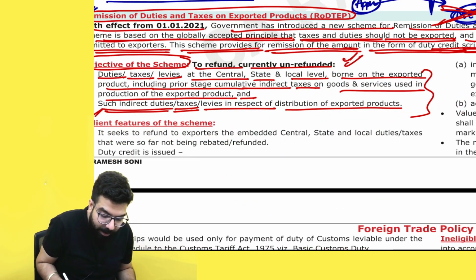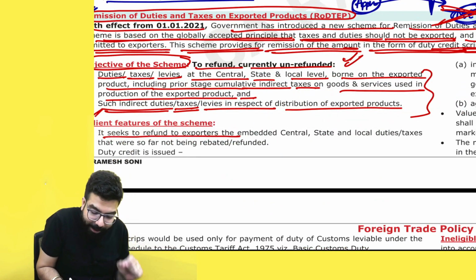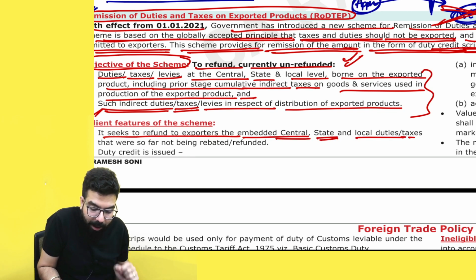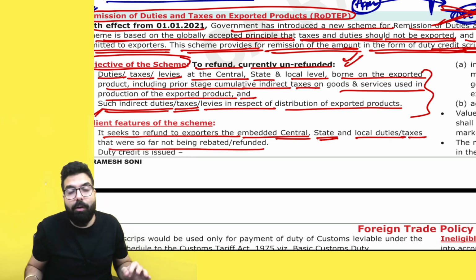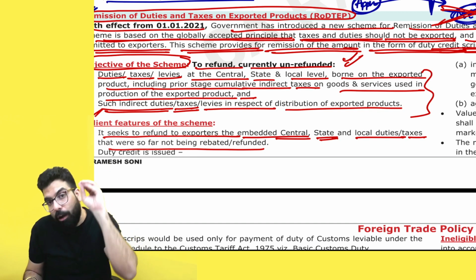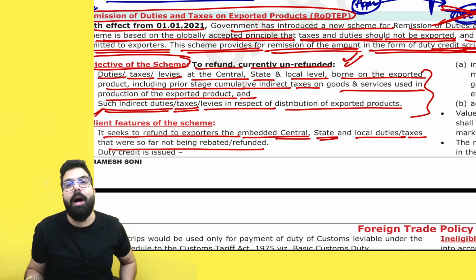Nothing. The salient feature, sir, is that it seeks to refund to the exporter the embedded central, state and local levies or taxes which are so far not being rebated or refunded. Those taxes will be given back to you under the RoDTEP scheme.